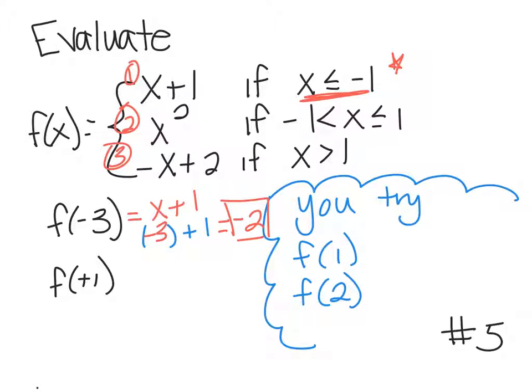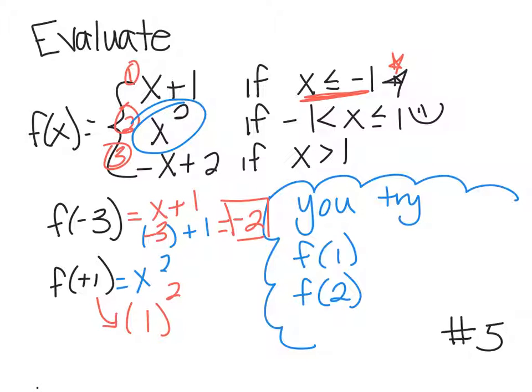I'm going to change this one a little bit so I have a different domain. F of 1. So, does it fall in the first? Is it less than -1? No. Is it between -1 and 1? Yes. Therefore, I'm going to use this expression to evaluate. Instead of x, I'm going to put parentheses, and in that parentheses, I'm going to put the number given. Therefore, 1 squared is 1.